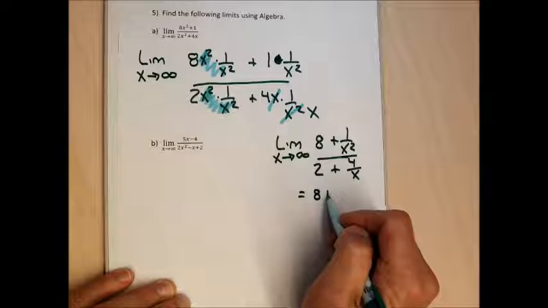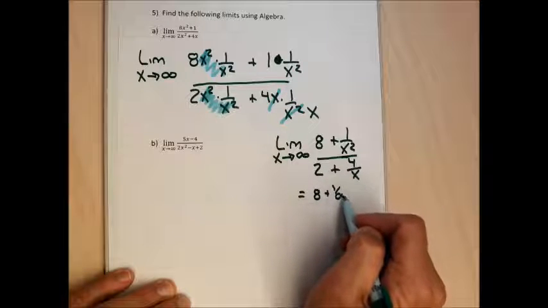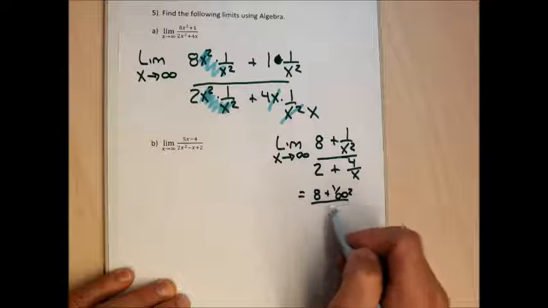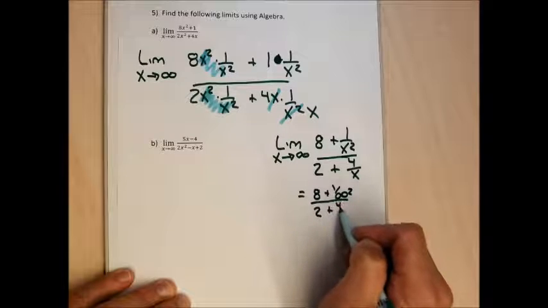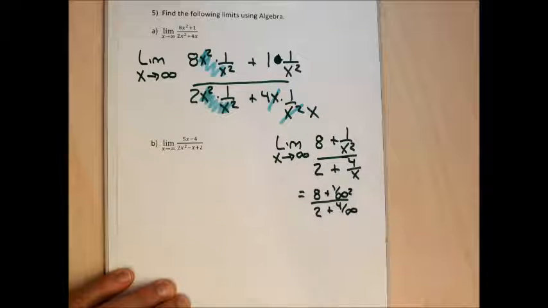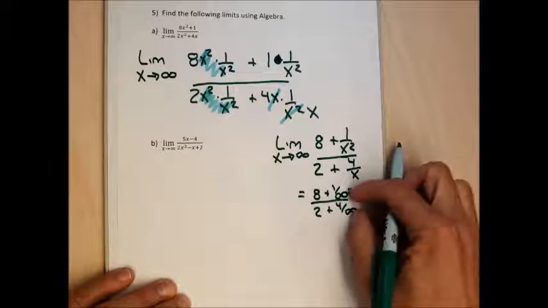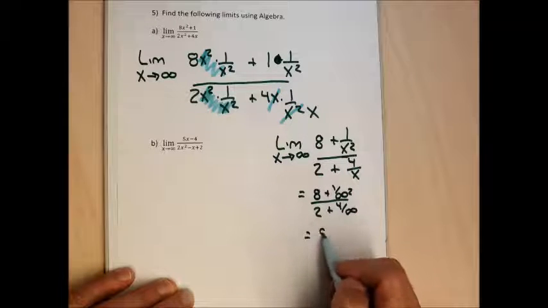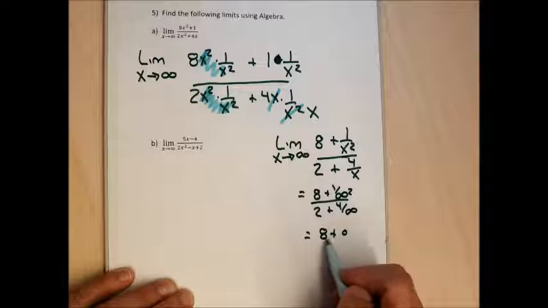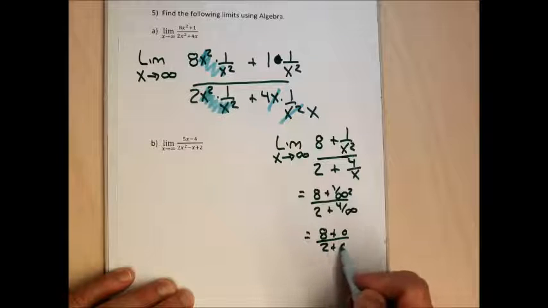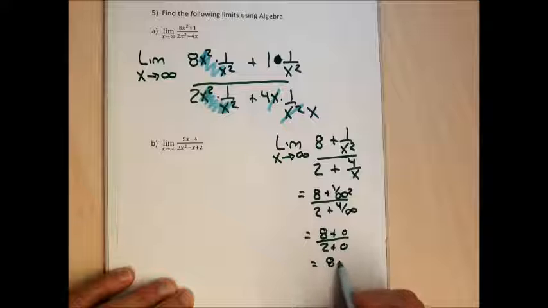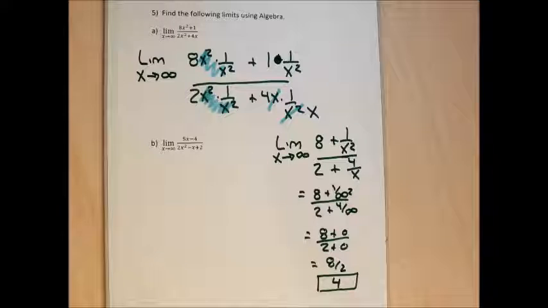So I'm going to say this is 8 plus 1 over infinity squared over 2 plus 4 over infinity. Any fraction with an integer in the numerator and infinity in the denominator is equal to 0. So I'm going to write this as 8 plus 0 over 2 plus 0. And that's going to be 8 over 2. And my whole answer to part A is going to be the number 4.